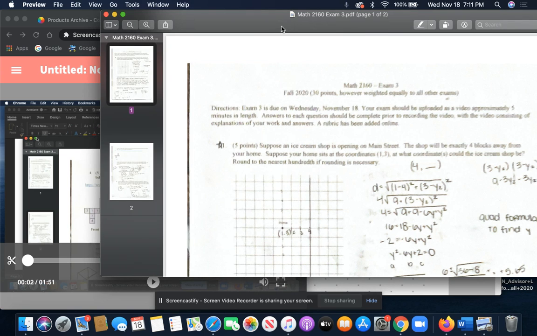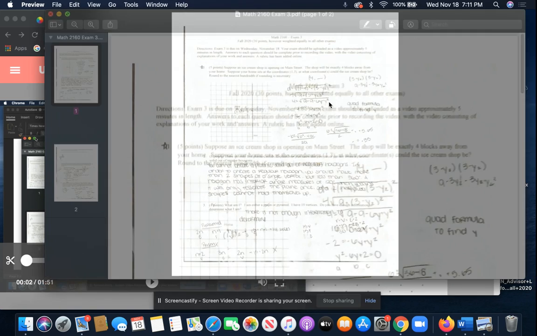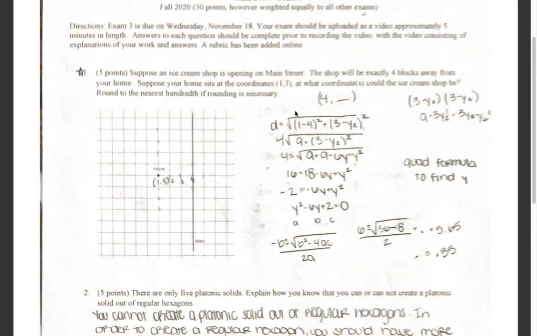All right, Math 2160 Exam 3. For question number 1, it's a distance formula question to find the coordinates of the ice cream shop. We know that Main Street is 4 blocks over, and the distance is 4 blocks away, giving us our D is 4. Then we solve for y squared.